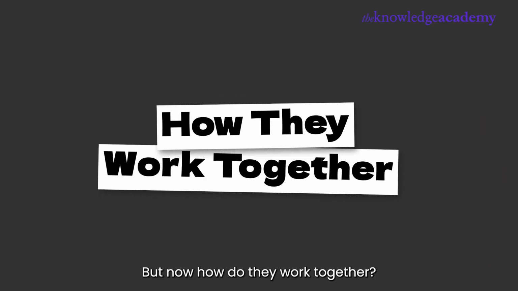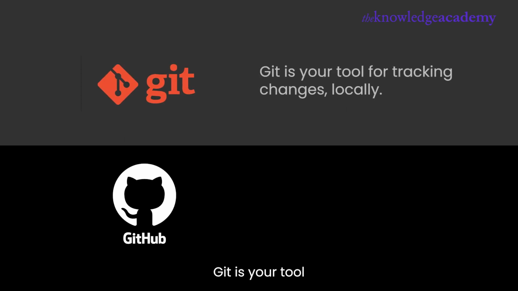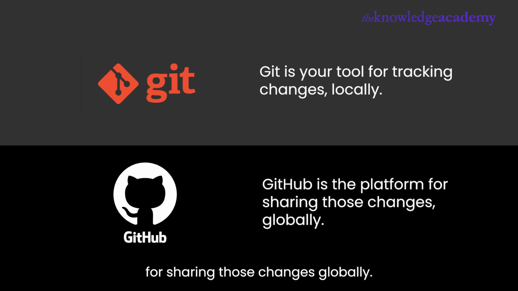Now, how do they work together? Let's connect the dots. Git is your tool for tracking changes locally. GitHub is the platform for sharing those changes globally.